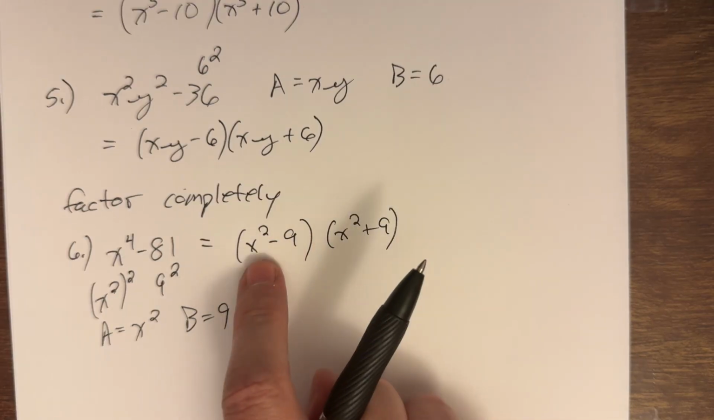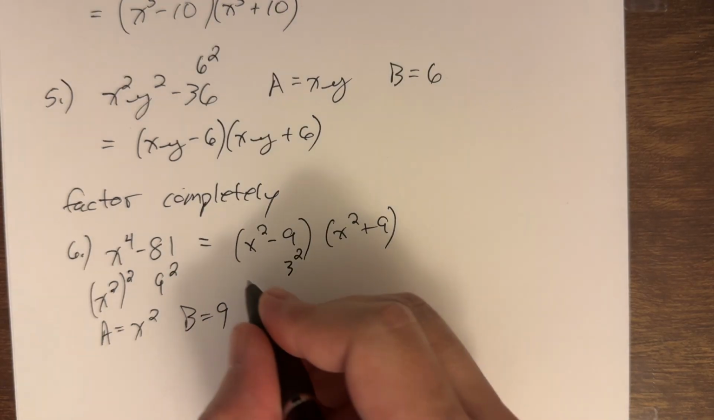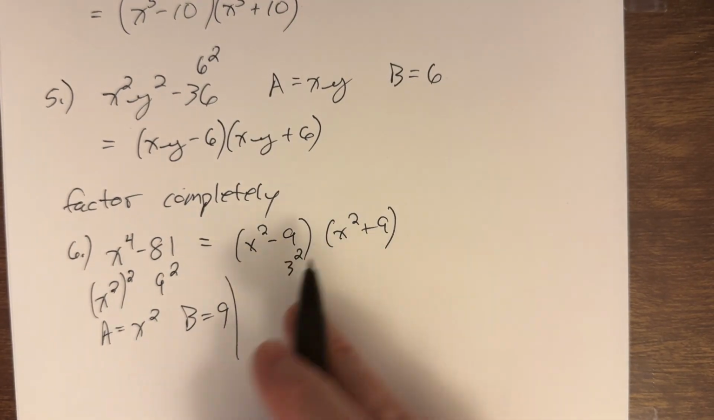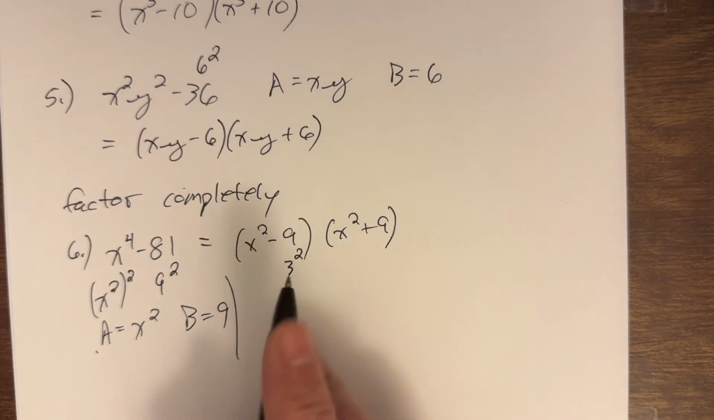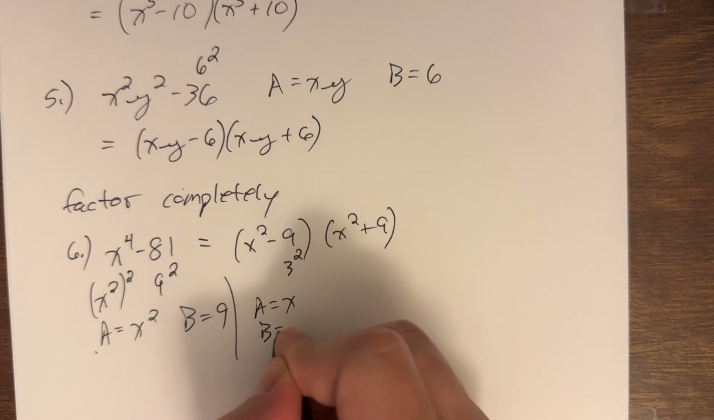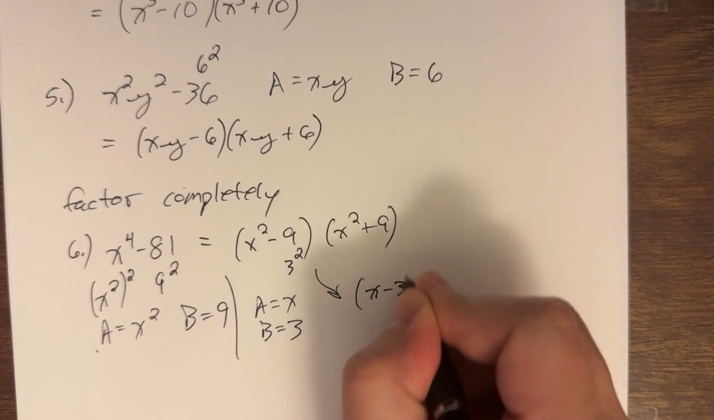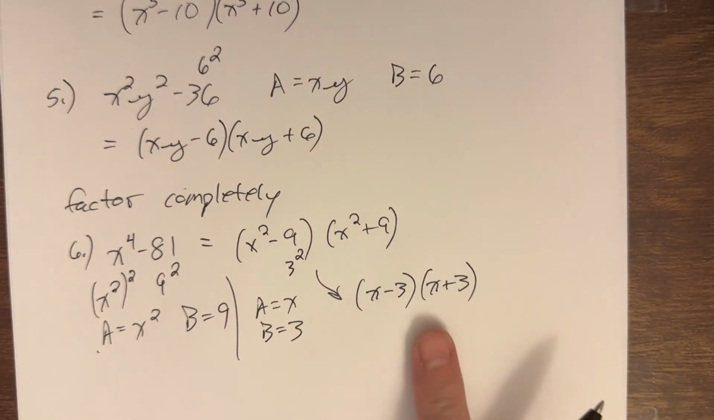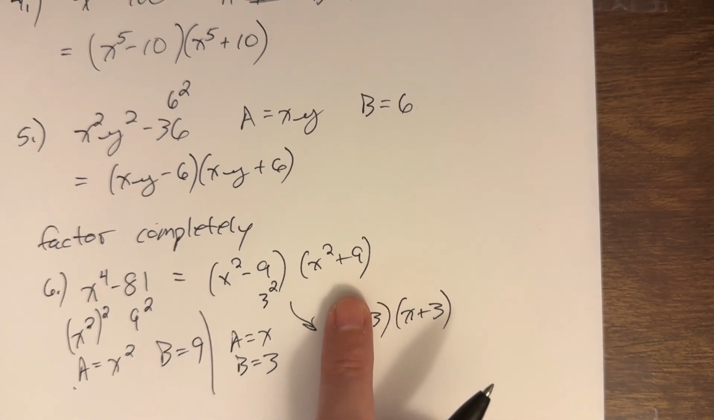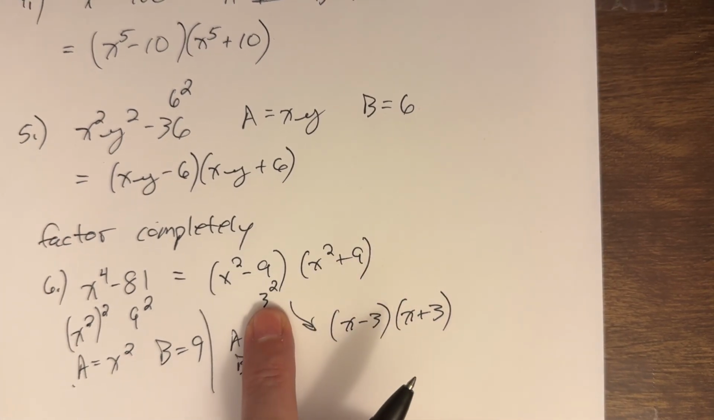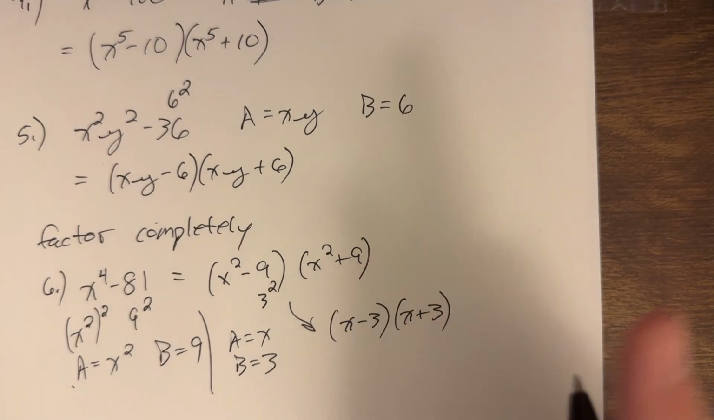X squared, still a perfect square. 9 is 3 squared. So now I can keep going. And it's more difference of squares. Reset, I've already used a and b, that's done. Now in this case, a is x, b would be 3. So this will factor a minus b times a plus b. And what about this? Well, tempting, everybody. I see a perfect square, 9, that's 3 squared, another perfect square. But this is that sum of squares we talked about. That one is stuck.